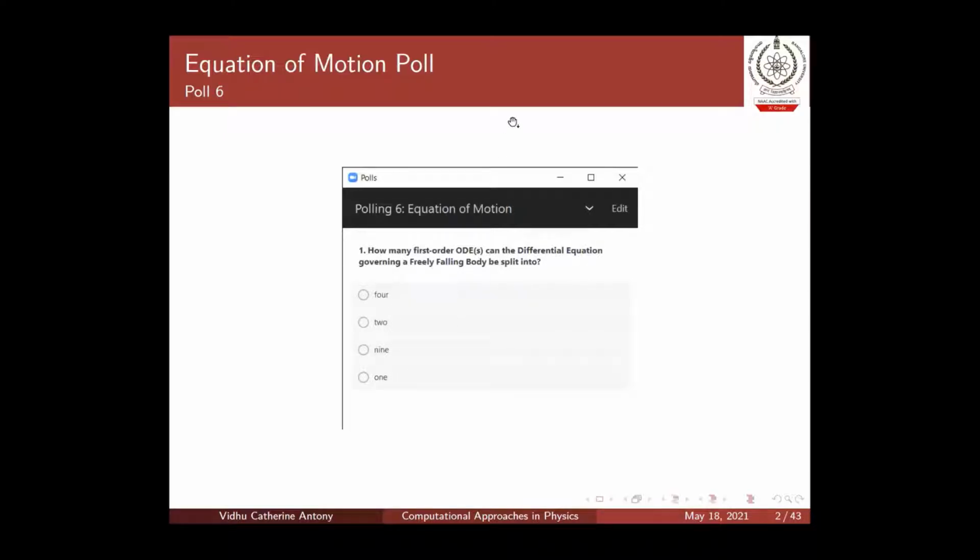You click in your responses. I wouldn't wait for a long time like I did last time, so be quick. Okay, so you can see the question now, hopefully. How many first order ODEs can the differential equation governing a freely falling body be split into?